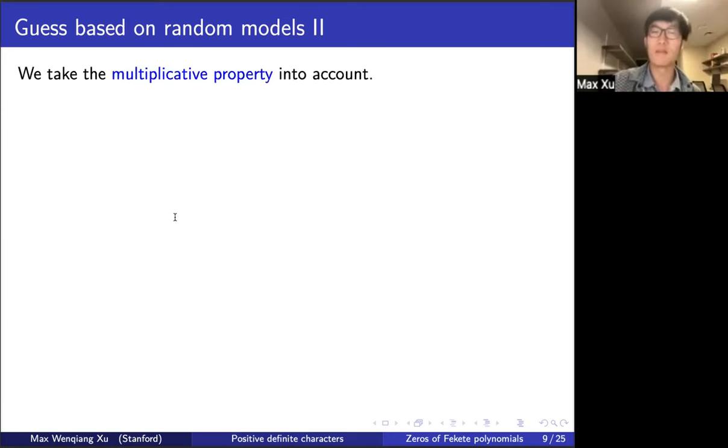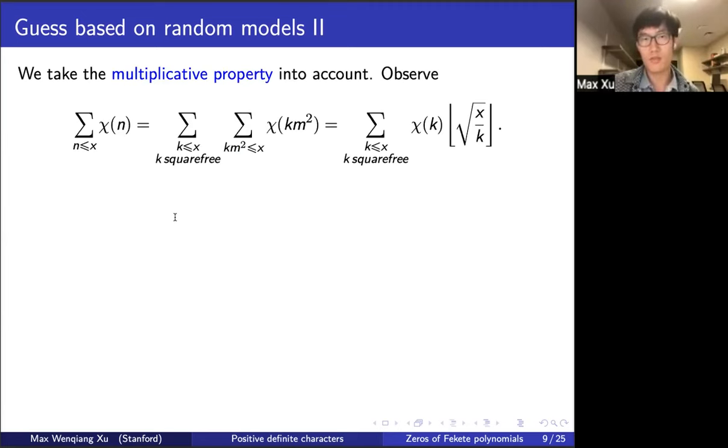Actually, you can slightly modify the random model, and take the multiplicative property into account. So what we do is the following. We first pull out the square part: you can write an integer n as a square part m squared times a square-free part k. So if you write n as k times m squared, then you can rewrite this sum of chi(n) by first pulling out the square-free part k. Then chi(m squared) is always one because it's multiplicative. So essentially all the values in this inner sum are the same as chi(k). And then you just need to count the multiplicity, how many times chi(k) appears. So chi(k) appears roughly square root of x over k times.